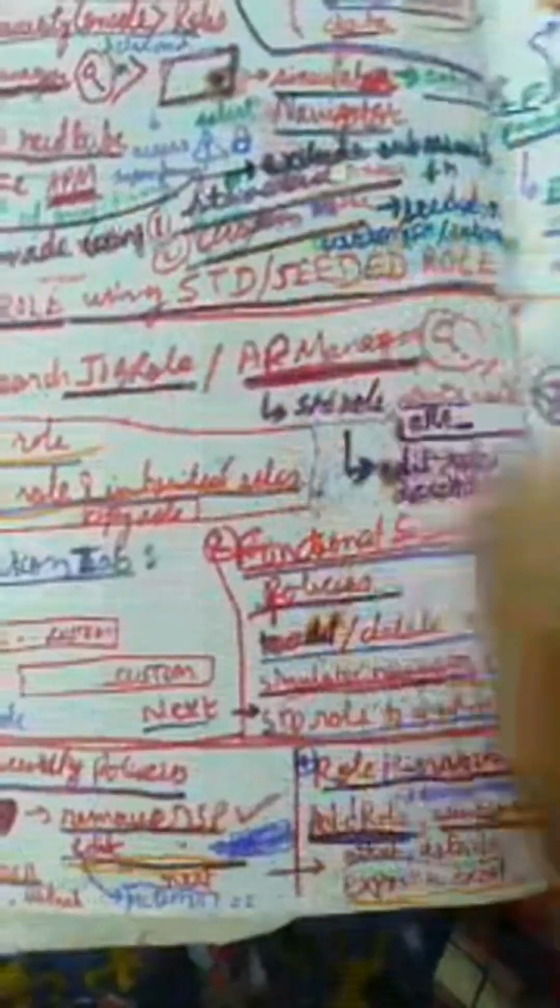Here is the next one. Once I give the name and code, we'll go to the next step. You have functional security policies. We can either add or delete the policies, the functional security policies. Now, how do I identify which policies I need to include and which policies I need to delete?